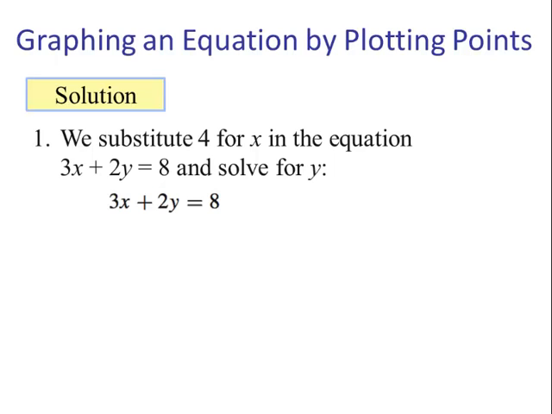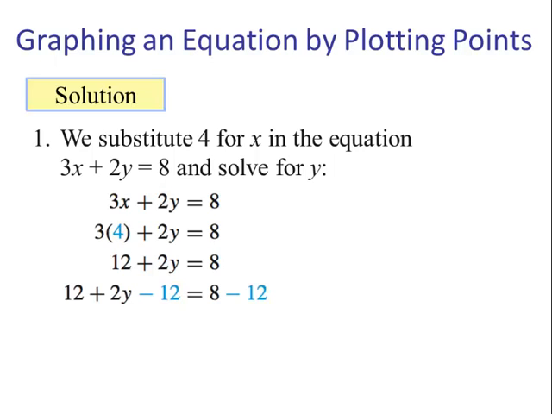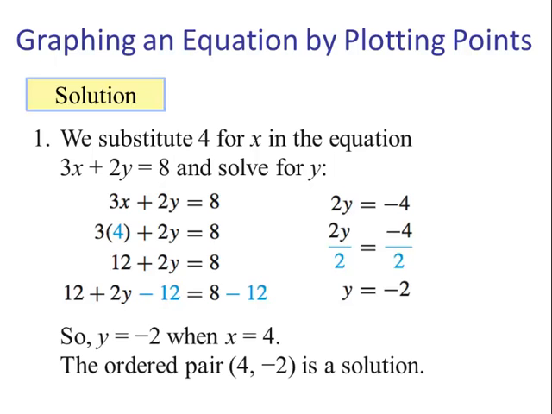So here's our original equation. Where we see an x, we substitute a 4. So we have 3 times 4, which gives us 12. So our equation is 12 plus 2y equals 8. Subtracting 12 from both sides gives us 2y equals negative 4. Divide by 2, and we see that y is negative 2. So the ordered pair (4, -2) is a solution to the equation.